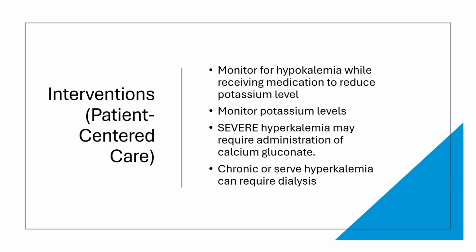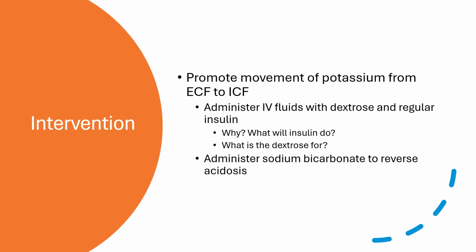So another intervention is the promotion of movement of potassium from the extracellular fluid back to the intracellular fluid. So what you're going to do is administer IV fluids with dextrose and regular insulin. So asking yourself, why am I giving the dextrose with insulin first? Because insulin's going to drop their sugar count, and if it's going to drop their sugar count, I want to give them sugar. So dextrose is the sugar that you're giving them.